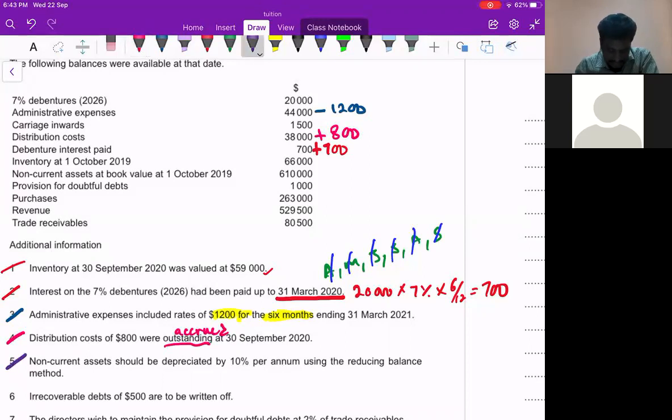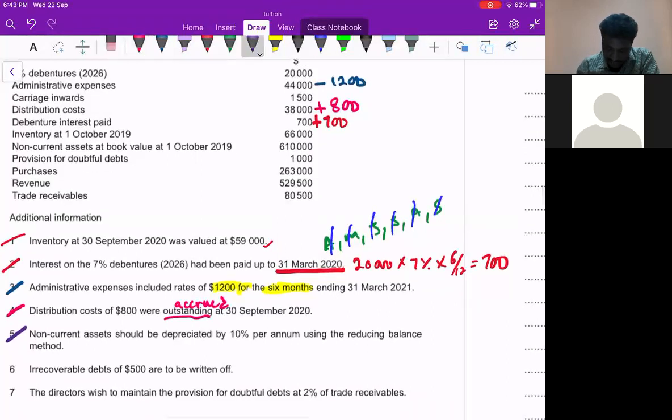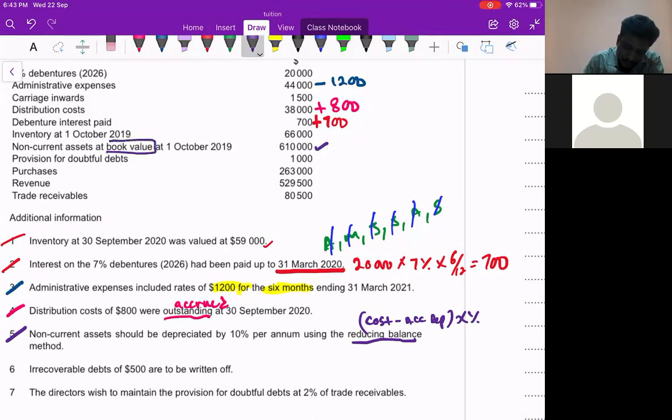Next one: non-current asset should be depreciated 10% using reducing balance. When the question says reducing balance, you need to take the cost minus the accumulated depreciation, then times the percentage. So your non-current asset is this one. Oh, see, the question is very nice. They already give me the book value.